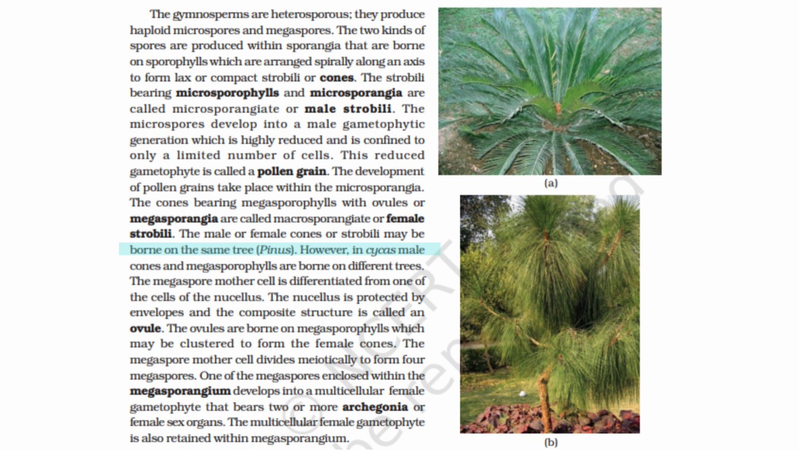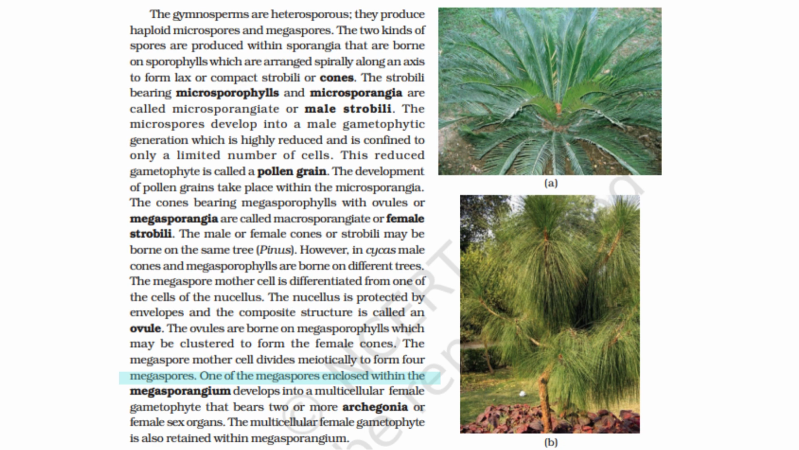However, in Cycas, male cones and megasporophylls are borne on different trees. The megaspore mother cell is differentiated from one of the cells of the nucellus. The nucellus is protected by envelopes and the composite structure is called an ovule. The ovules are borne on megasporophylls which may be clustered to form the female cones. The megaspore mother cell divides meiotically to form four megaspores.